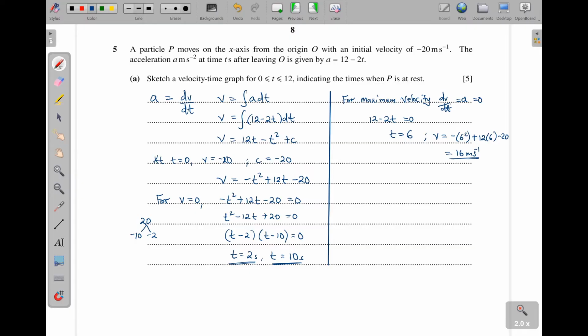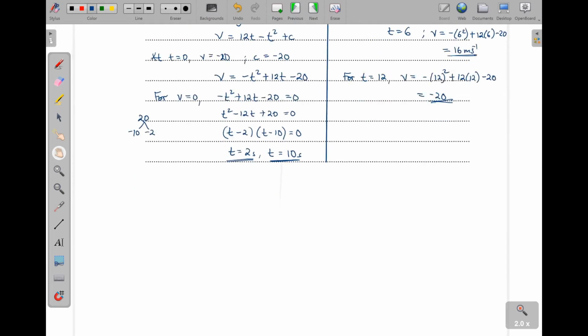Okay, now we have found the times when v is 0. What is the value of v when t is 12, because we have to consider up to there? So for t equal to 12, what is the value of v? Substitute negative 12 squared, plus 12 times 12. Automatically this is negative 144 and this is 144, so those will cancel. Then minus 20, so v is equal to negative 20. Now these are the values I'm going to need when I'm sketching my graph.